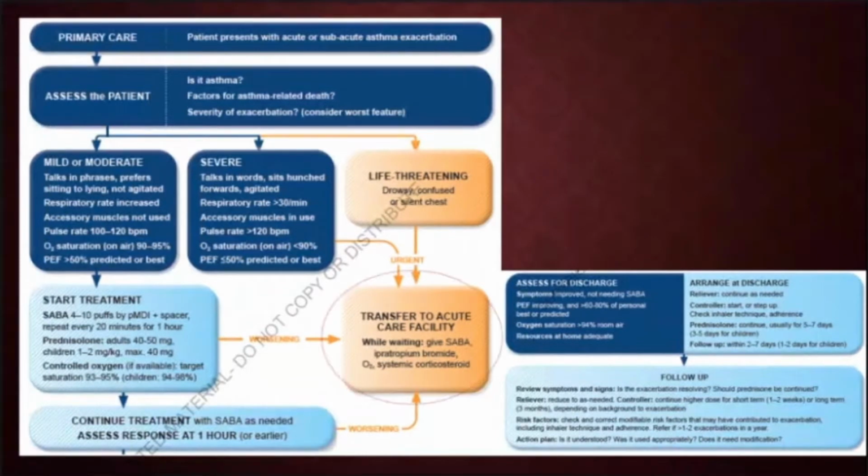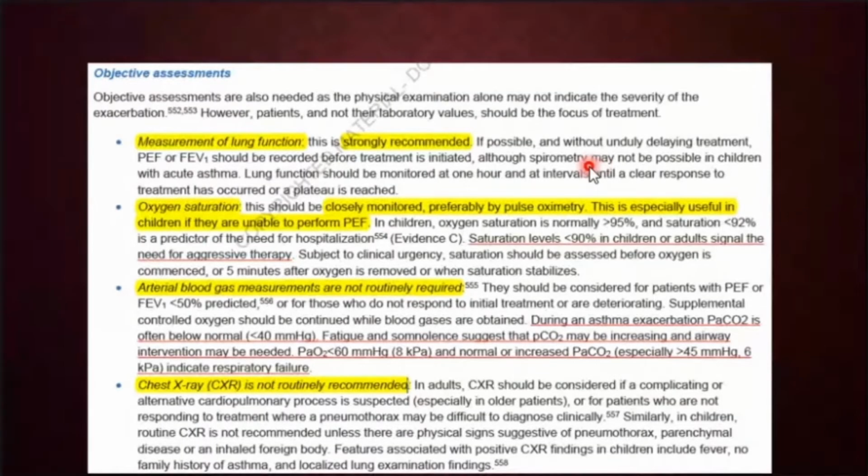Now coming to the part where you transfer to the acute care facility, that is, from the primary health center, if the patient is worsening, they are transferred to a tertiary center. And this is where our role comes in the tertiary center. Again, the main thing is objective assessment; measurement of lung function is strongly recommended. If you remember in COPD, when a patient has an exacerbation, the lung function is already decreased.